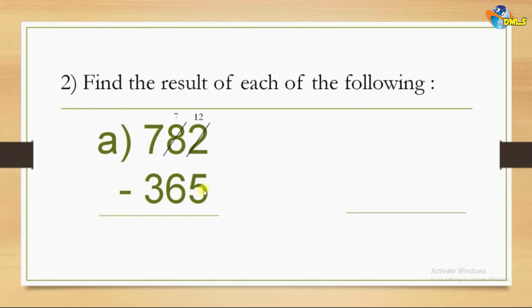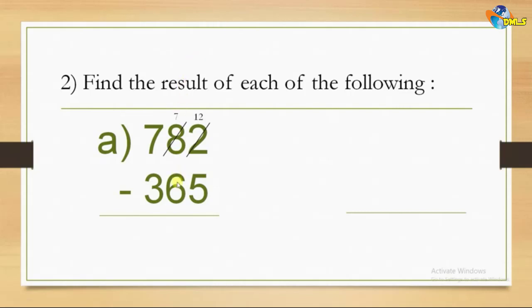12 minus 5. Count 5 on your fingers until you reach 12. After 5, count with me please. 6, 7, 8, 9, 10, 11, and 12. So now you have 7 on your fingers. This is the units digit.